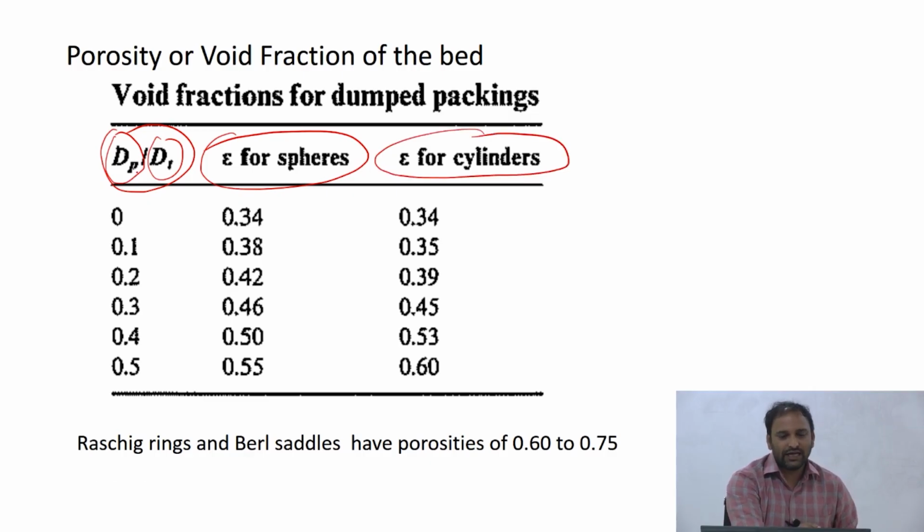Now when you say dP by dT is 0, what does it mean? That basically means I have a really large column whose diameter is much larger than the diameter of the particles being used for making the packed bed. In such a case, your epsilon is 0.34. This value is very close to the maximum random packing density you have for a spherical particle.